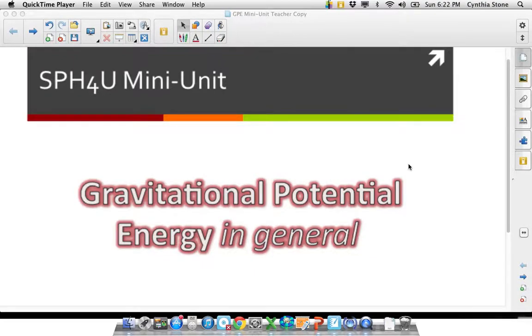Unit on an odd topic, but it sounds odd until you really think about it, and then it makes perfect sense, on gravitational potential energy in general. I was working through some of the calculations before I did the video, and I was frustrated over something I was getting wrong, which you're going to get the same thing when you do your assignment.